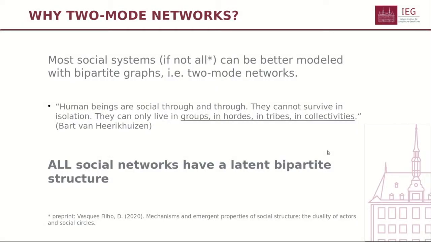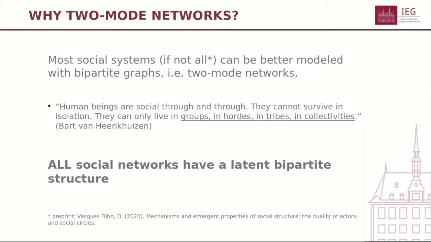Okay, so why two-mode networks? From my point of view, I think two-mode networks are extremely important for network analysis because most social systems, if not all of them, can be better modeled as bipartite graphs or two-mode networks. I really like this quote by sociologist Bart van Heijden that says, "Human beings are social through and through. They cannot survive in isolation. They can only live in groups, in hordes, in tribes, in collectivities." With that said, we can actually boldly claim that all social systems have a latent bipartite structure.